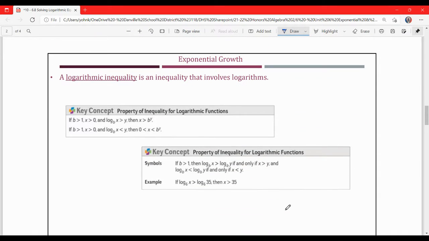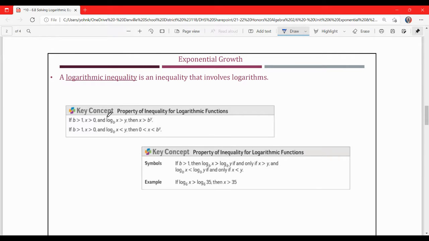Now you need to be careful whenever you do anything with inequalities. We've already seen that when you multiply or divide by a negative number, you flip the inequality. But the other thing we need to be aware of is that you cannot take the log or the natural log of a negative number. So whenever you're dealing with inequalities, you have to make sure that the answer you get is not going to make the parentheses after the log or natural log a negative. There are also some other rules that you need to follow.